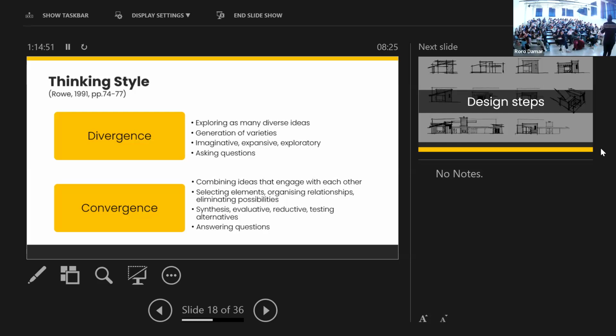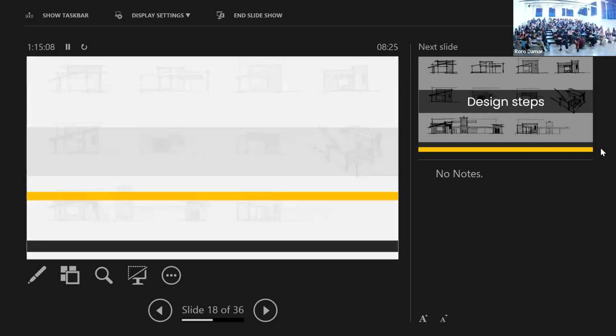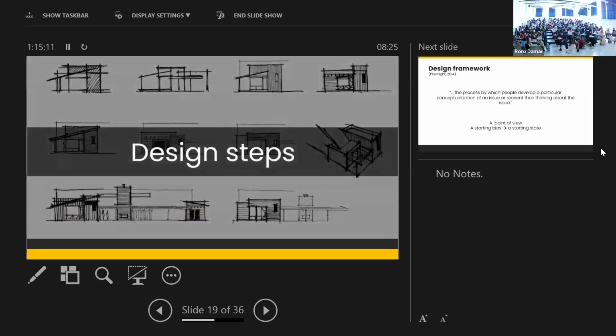Okay, so this happens in every design, I think. You start with the divergent part and then convergence. Do you understand my explanation? Yeah? Okay. Design steps.